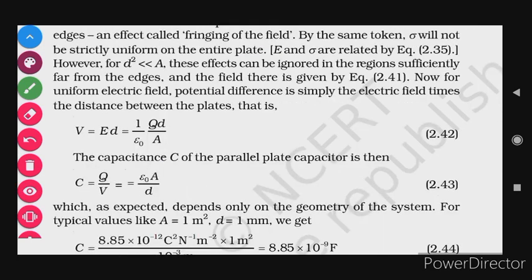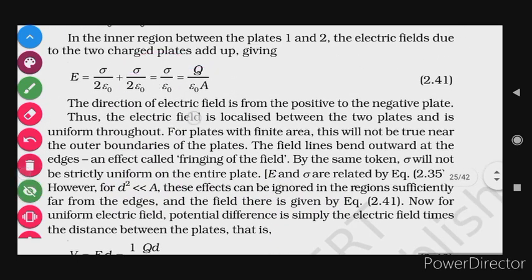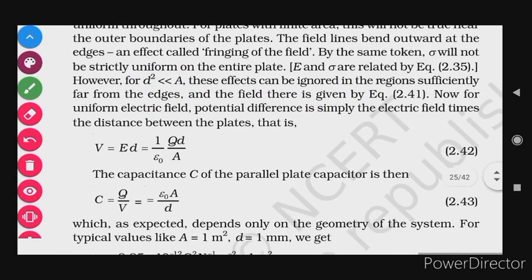However, for d squared very much less than A, this effect can be ignored in the regions sufficiently far from the edges, and the field there is given by equation 2.41 for the regions away from the edges. For this condition we can take the electric field as uniform. Now, for a uniform electric field, the potential difference is simply the electric field times the distance between the plates.